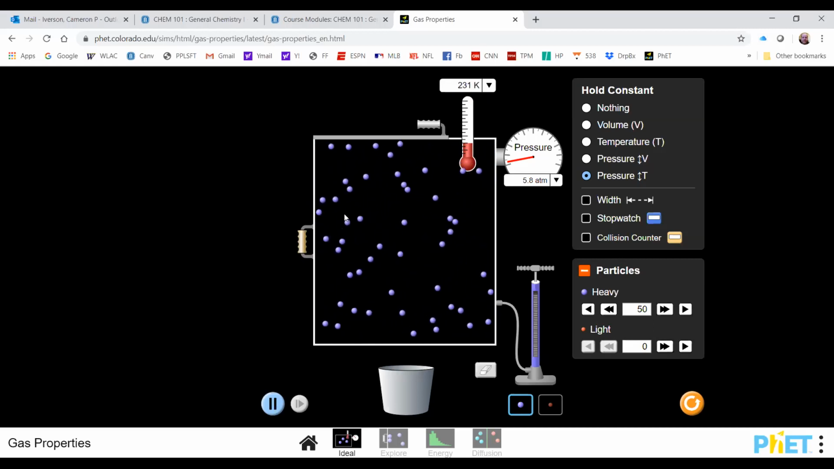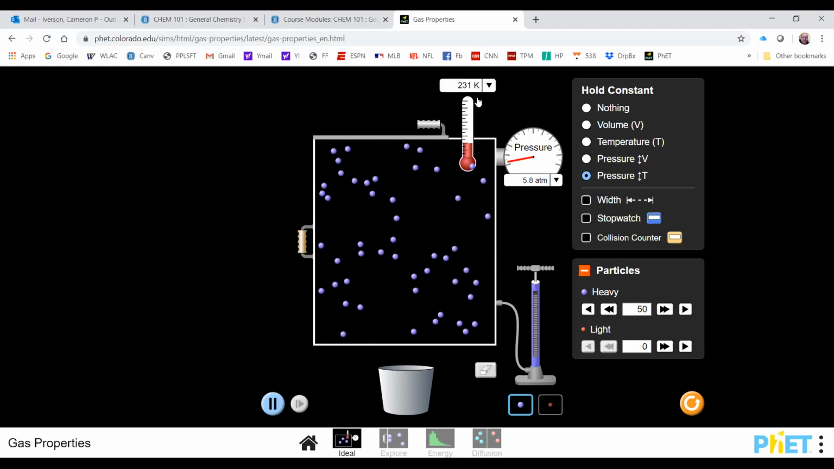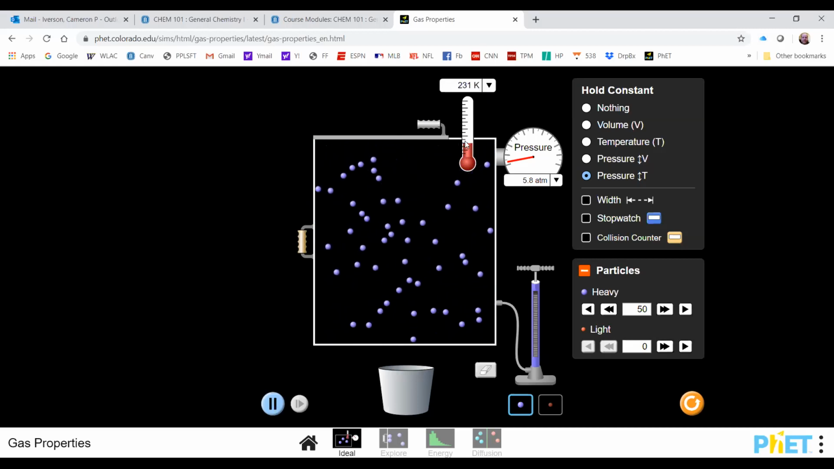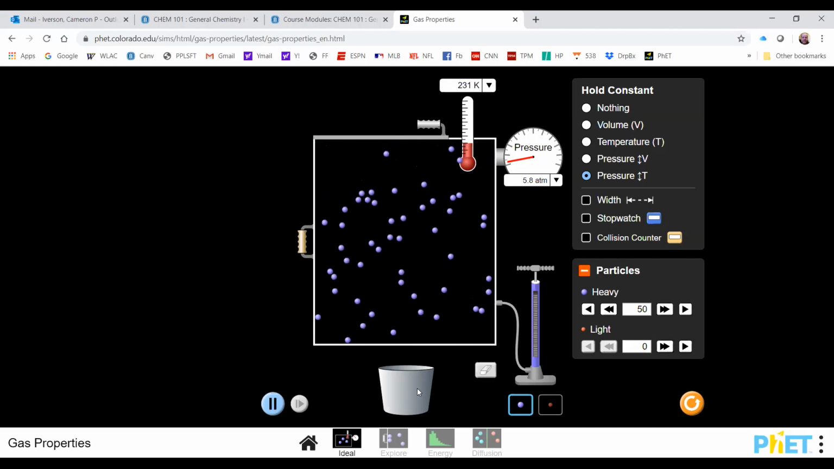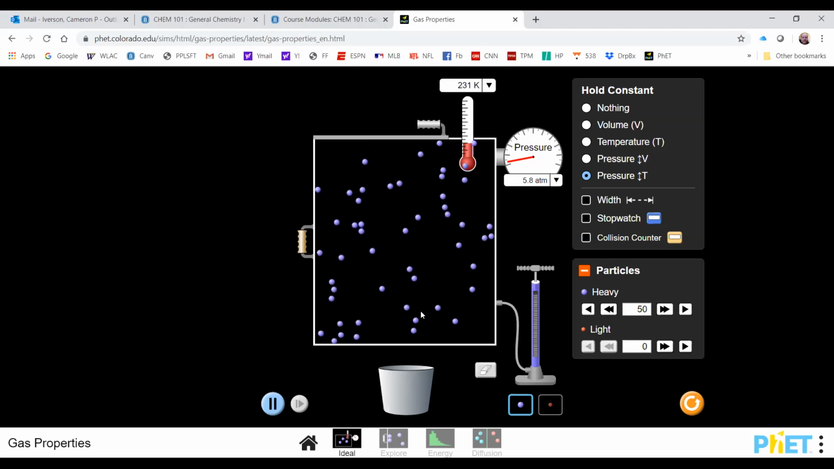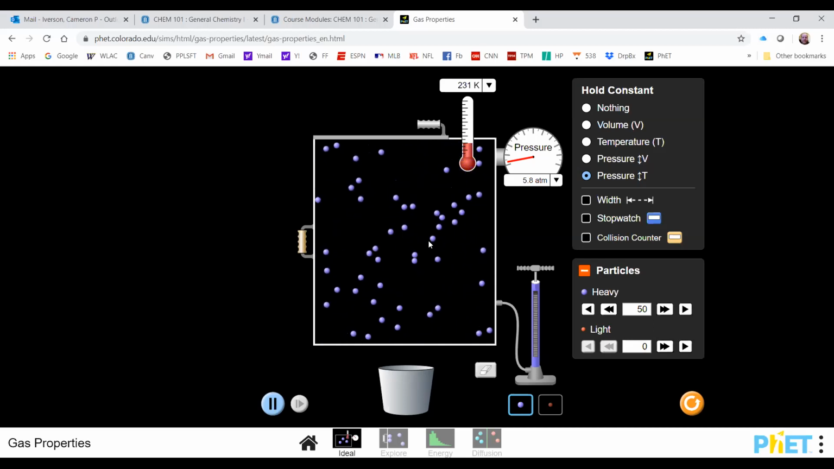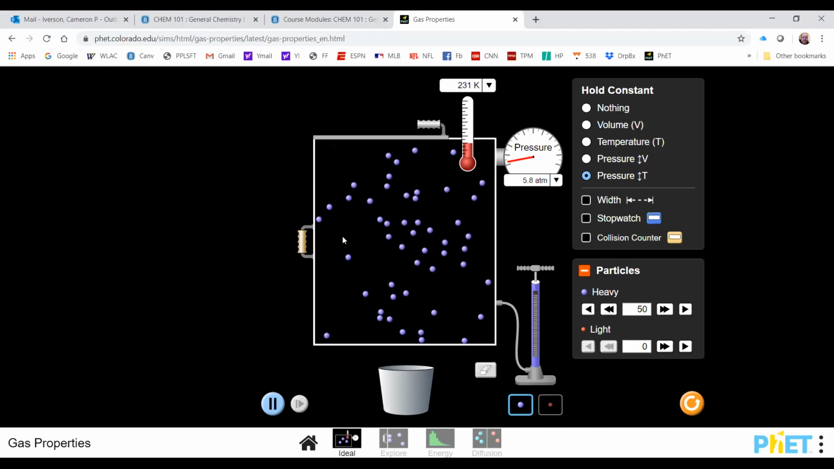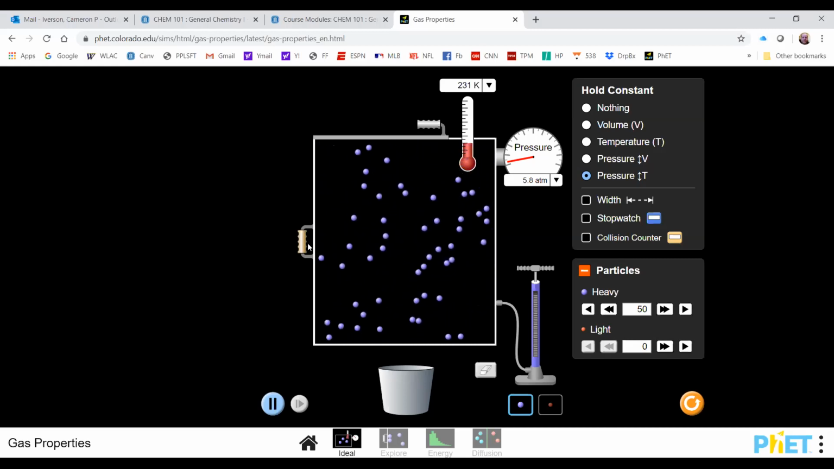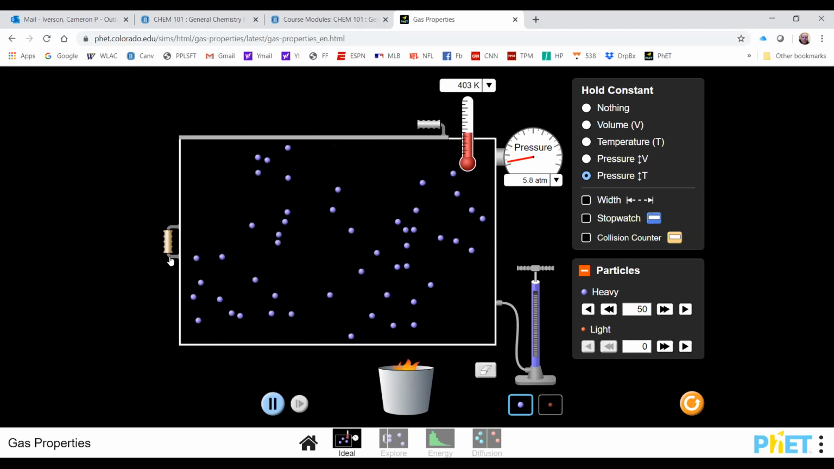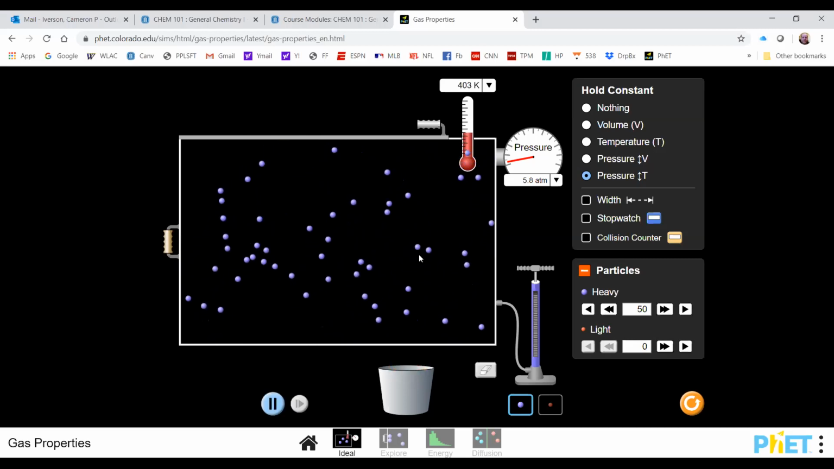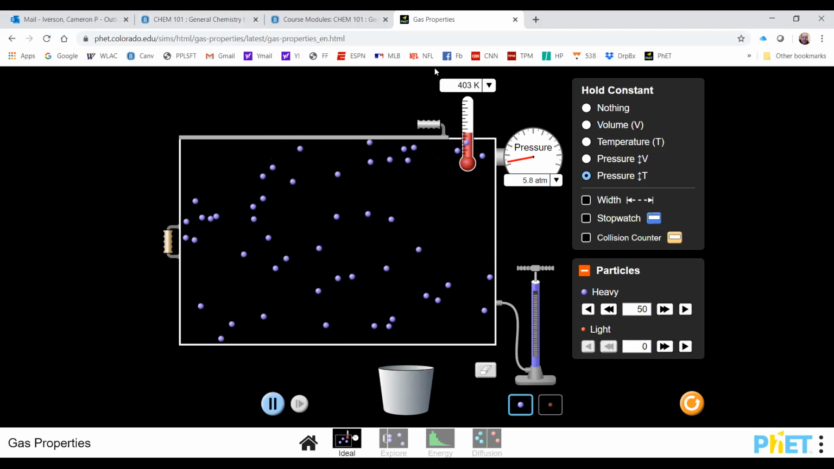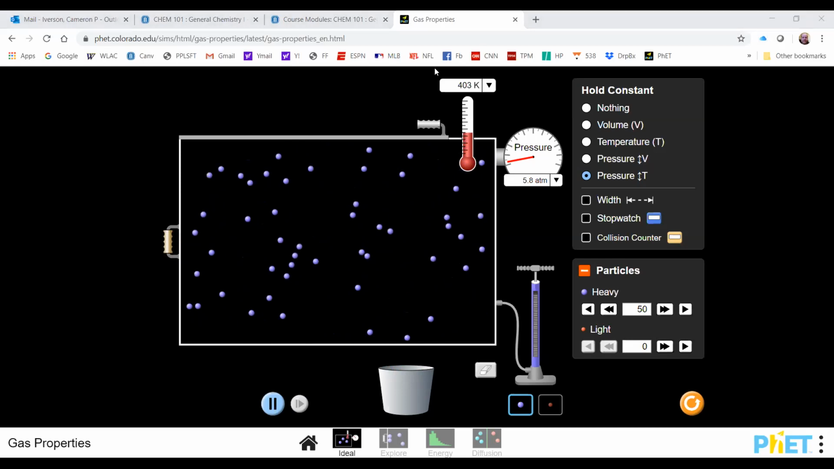But the whole idea here is if we were to adjust the temperature, right, and increase the temperature, which I can't control right now, I'll have to look at an older version of the simulation in order to do that. Suffice to say that if we were to increase the temperature, the volume would have to increase in order to maintain that pressure. Okay, and so that's Charles' law.